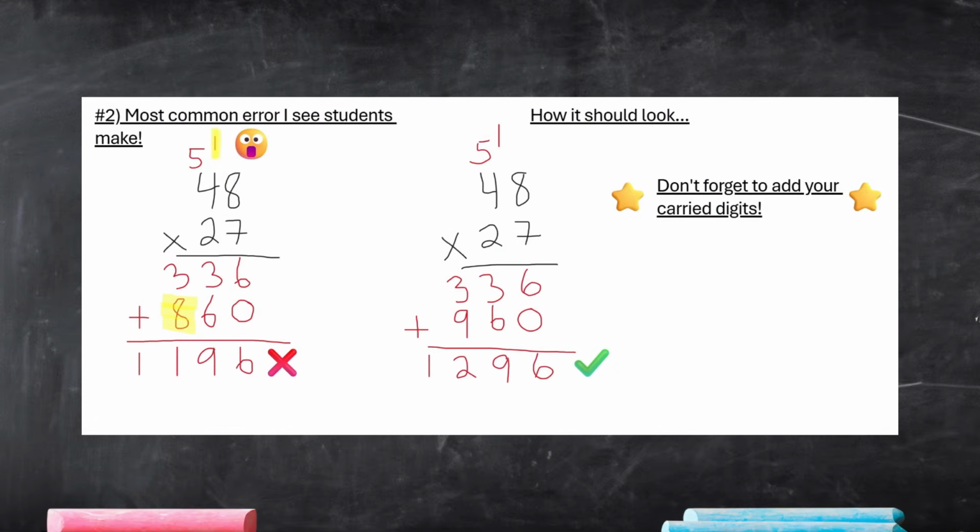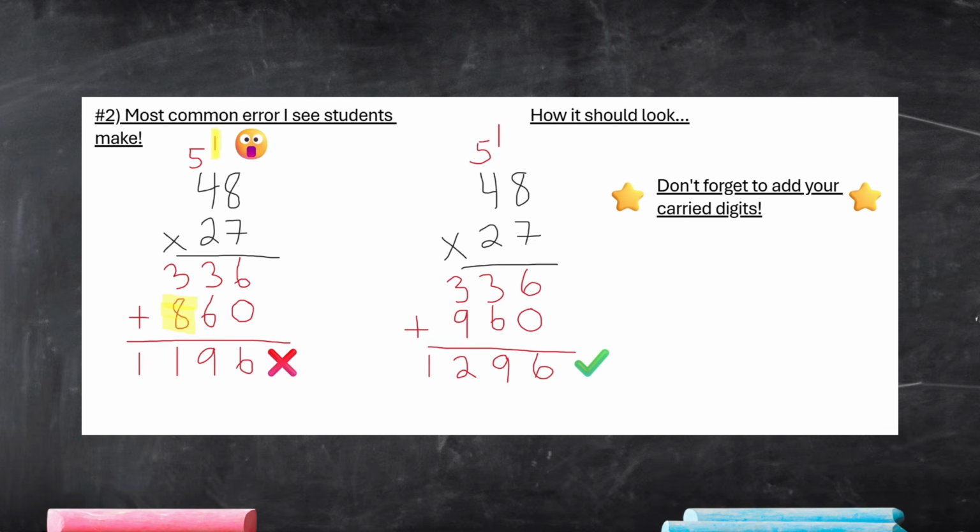Okay, on this slide we have the number 2 most commonly made error that I see my students make in class. To show you this example, we're going to do over here on the left 48 times 27, and the student did 7 times 8 to get 56. They carried their 5 and wrote the 6. Then they did 7 times 4 to get 28. Then they added the 5 that they carried to get 33.